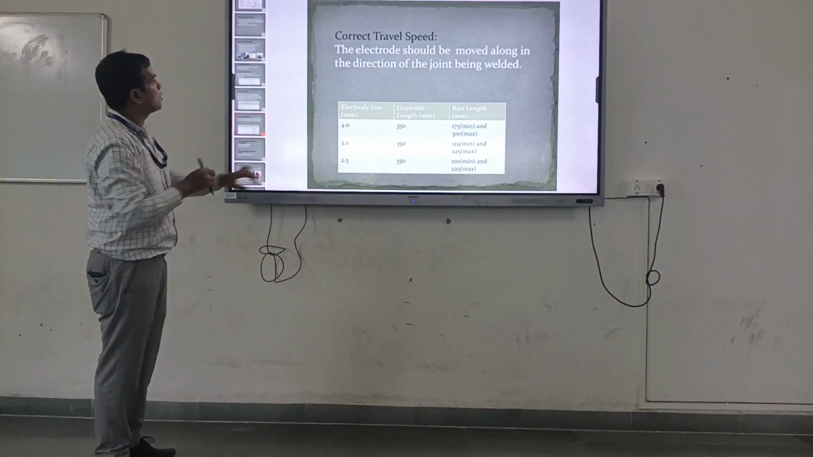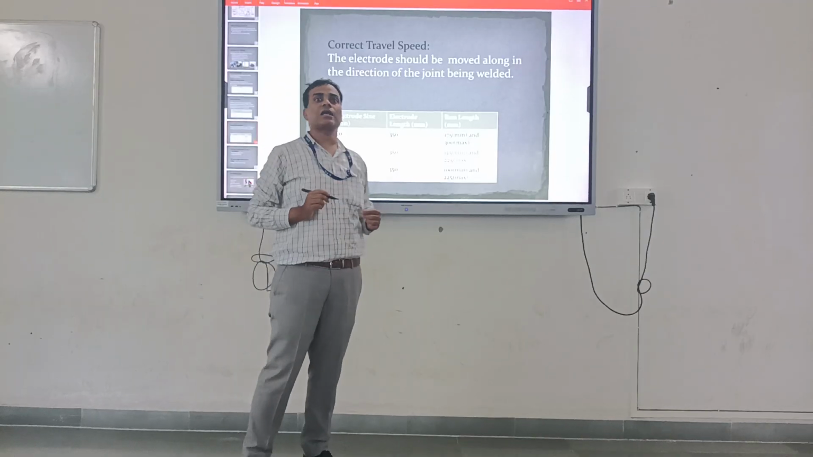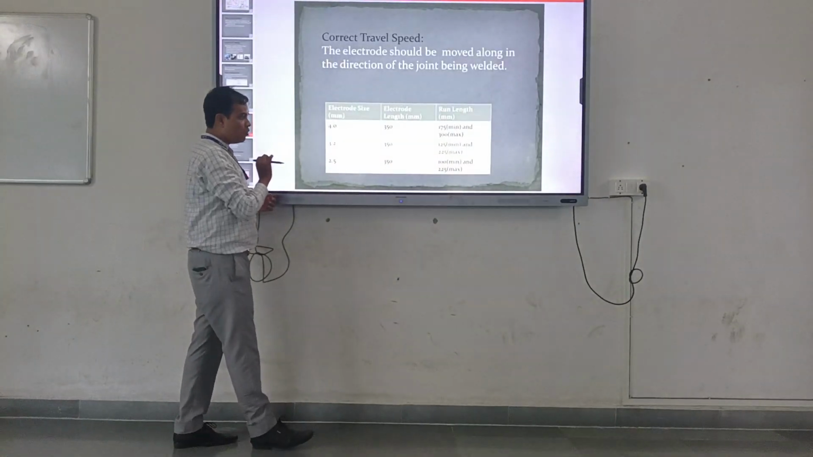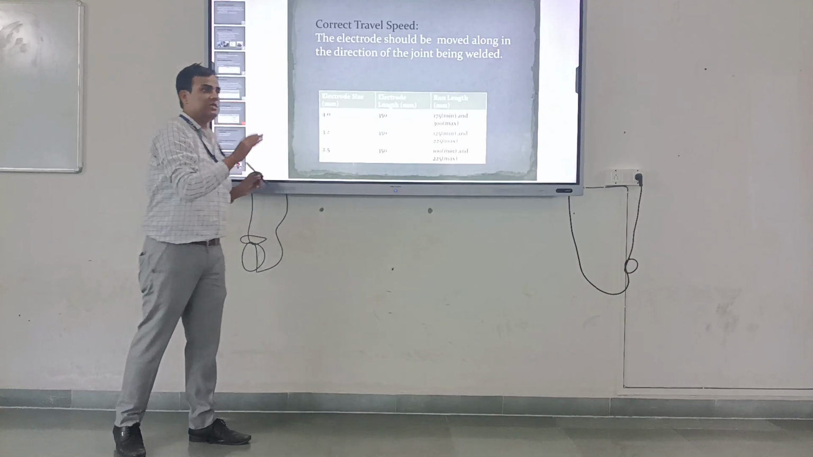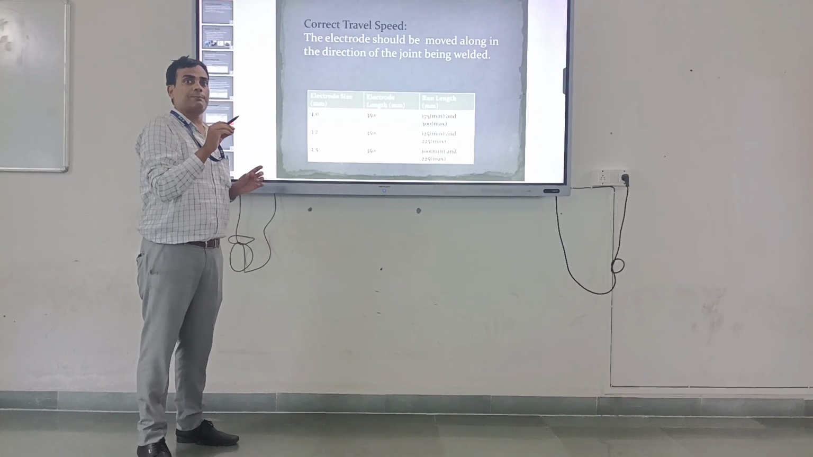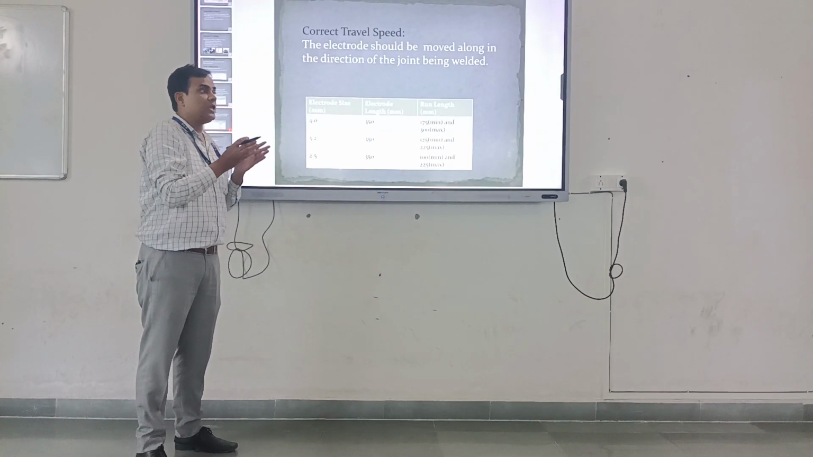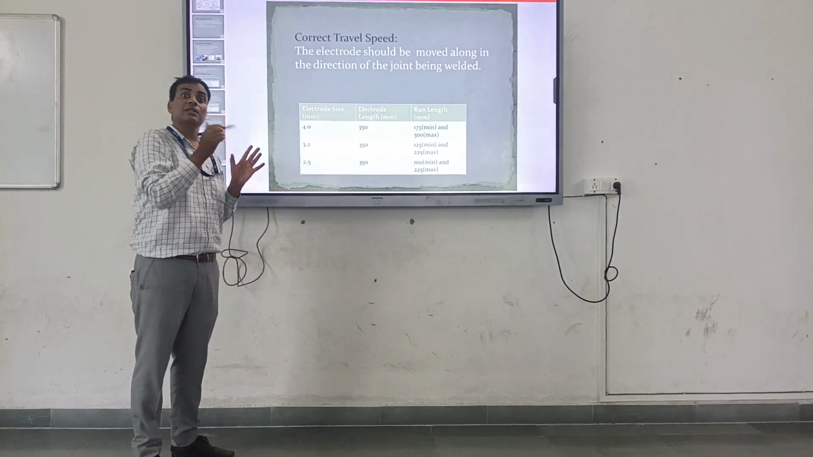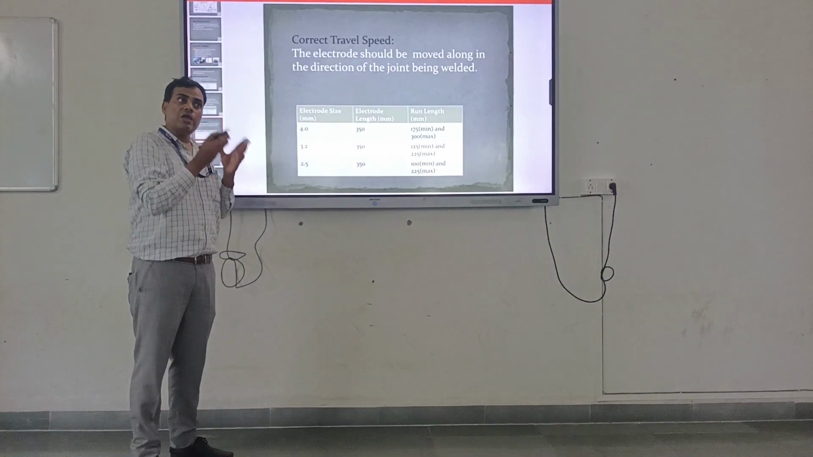And the next one is the correct traveling speed. If we are going for electric arc welding, the electrode should move with the appropriate velocity. If I move very fast, then it will not be able to provide the appropriate heat to the workpiece and convert the workpiece into a molten pool. So appropriate speed is very necessary to melt the workpiece into liquid or molten form, so I can weld properly.